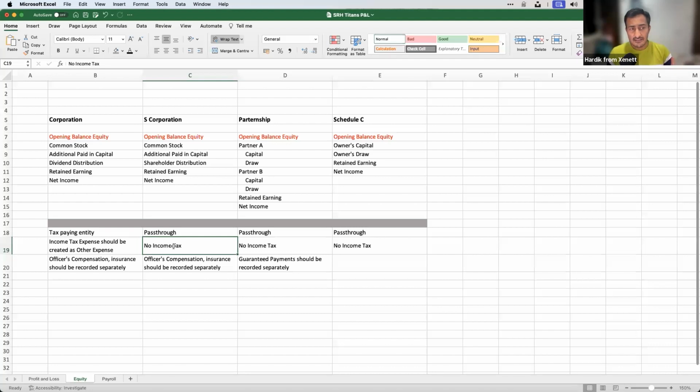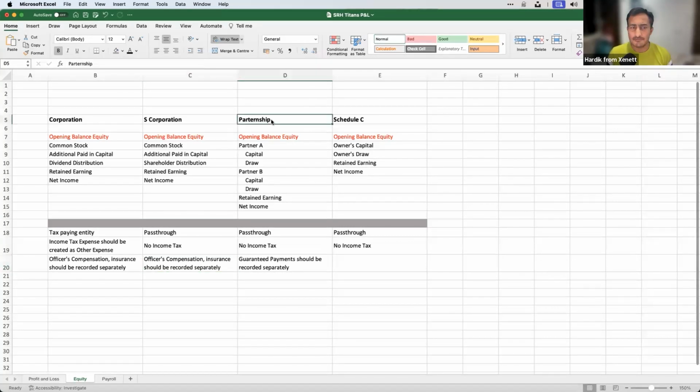Now, I have seen some situations where some states might ask you to pay a minimum state tax, right? Even though you're not a taxable entity, it's a state requirement that they ask you to pay some minimum income tax. So again, that should be listed as an expense on the profit and loss side. Just like a corporation, we also need to show officer compensation or any related expenses separately on the profit and loss accounts. All right. So that's about corporation and S corporation.